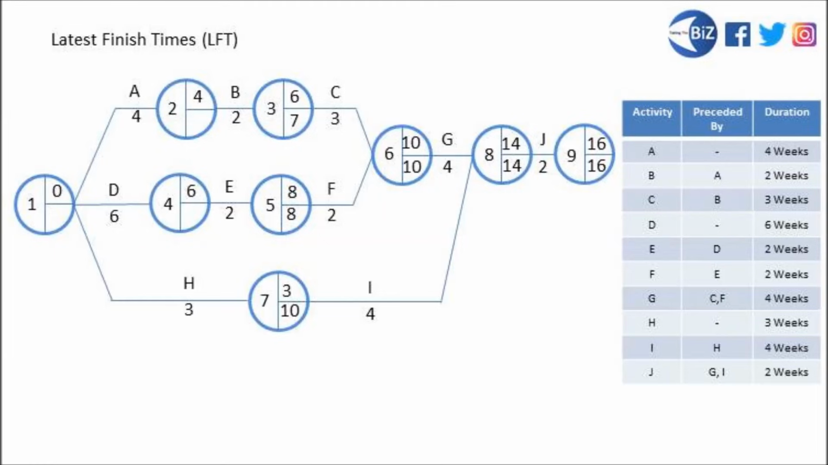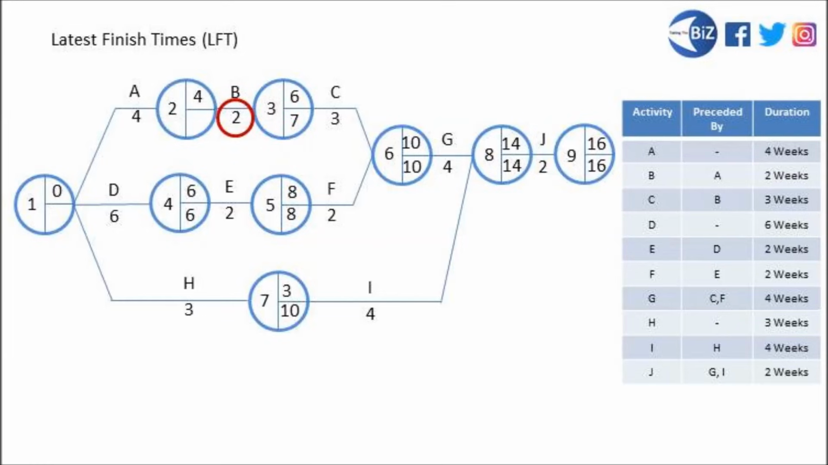Jump back down to the middle. We'll take the 8 latest finish time from node 5, take away the 2-week duration of activity E, and that means that we're going to write 6 as the latest finish time in node 4. So that 6 is the latest time that activity D can be completed by. If we just jump back up to our node number 2, the one at the top there, we'll work out the latest finish time of activity A. We're going to do that by taking the 7 weeks latest finish time from node 3. That's the latest finish time for activity B.